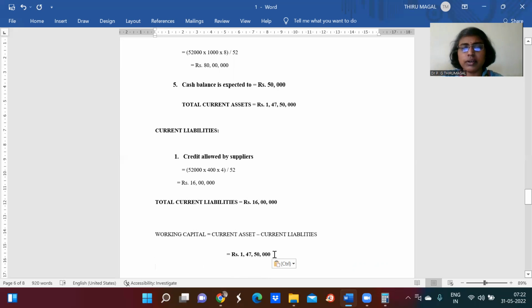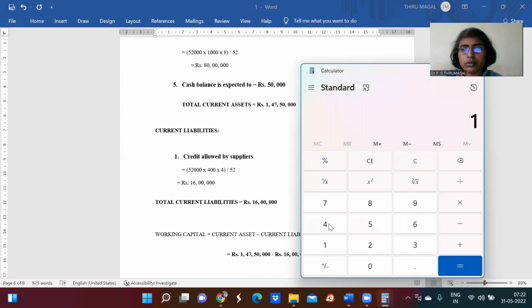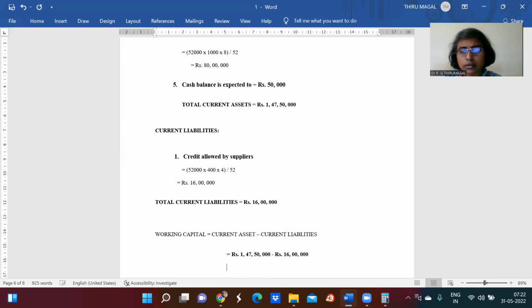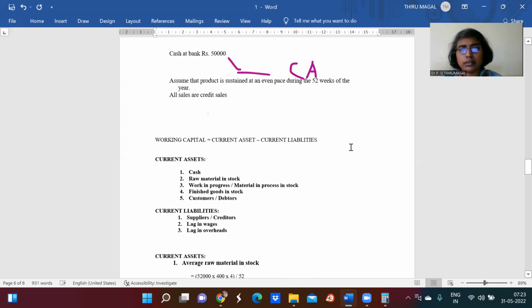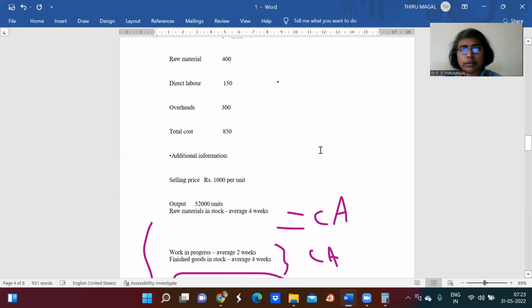Just 1 crore 47 lakh 50,000, and that should be subtracted with the total current liability. The total current liability is 16 lakhs. So we will subtract these two. When you subtract these two, it comes around 1 crore 47 lakh 50,000. That should be subtracted with 16 lakhs. The value is 1 crore 31 lakh 50,000. So this is the working capital requirement of the company as per this data is concerned.